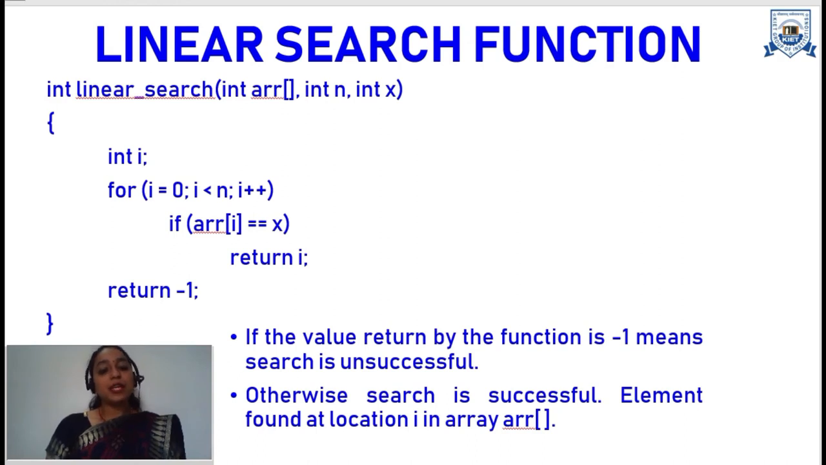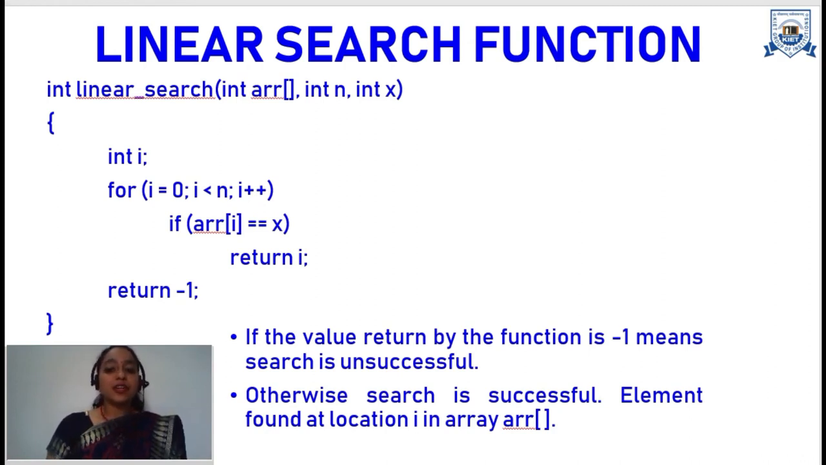To perform the linear search, first a data structure is required where the searching needs to be performed. It can be an array, it can be a linked list also. You can perform the linear search operation in a linked list also. So if we are performing it in an array, we require an array, and this array is of size n, which means this array arr contains n number of elements.